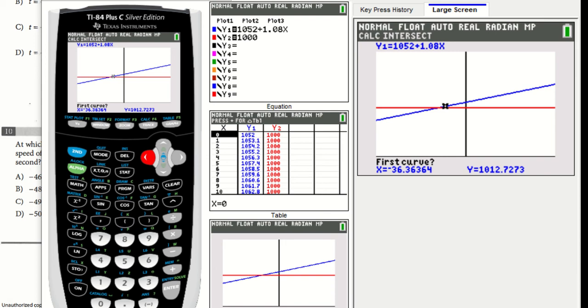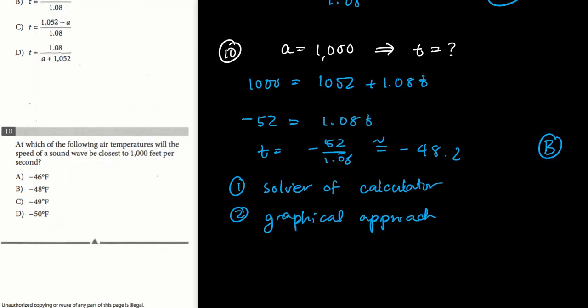So now you have to say, well, what's my first curve? That's this guy. What's my second curve? Well, that's the red line. And then you have to supply a guess again. You can kind of eyeball where you're close, and you just want to get reasonably close so that you can solve quickly. But again, with these sets of linear equations, it's not a big deal. Then you hit enter, and it tells you that the intersection is negative 48.15. So again, you get the same result: negative 48.15.